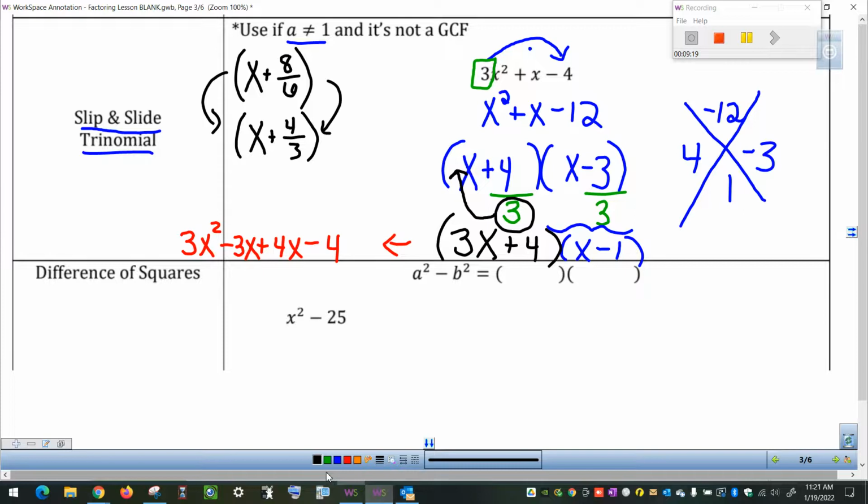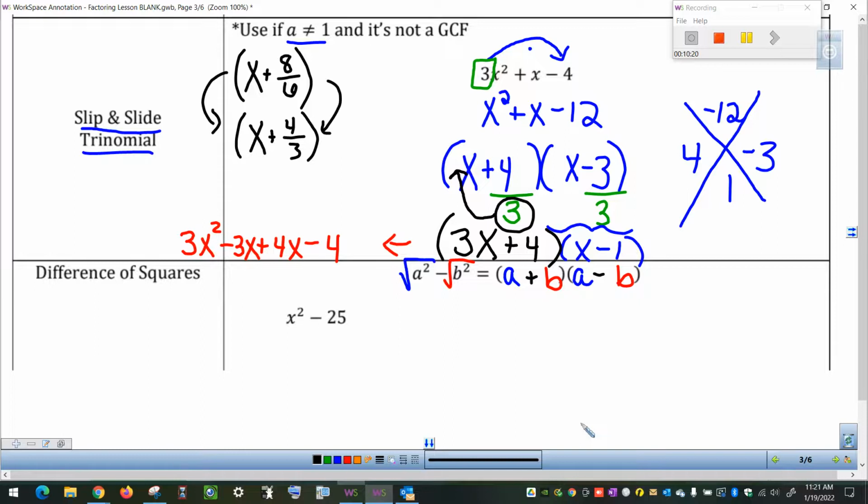So up above, if we were to generalize this, a squared minus b squared, it is still going to factor into two parentheses side by side. And this is the one where we took the square root of the first term and we listed it first. We took the square root of the second term and we listed that second. And then we want to make one symbol a plus sign and the other symbol a minus sign.